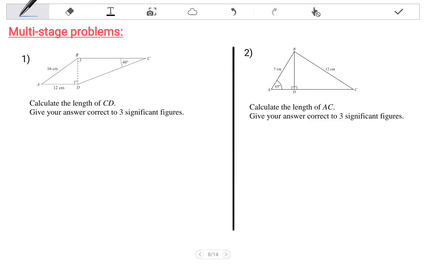And the given information here is 16 centimeters, 12 centimeters, 40 degrees, and two right angles. And what is wanted? The length of CD is wanted.